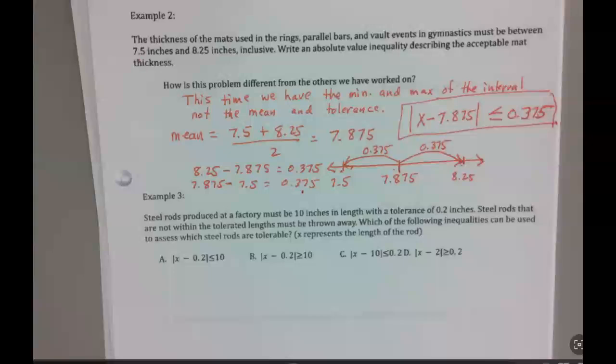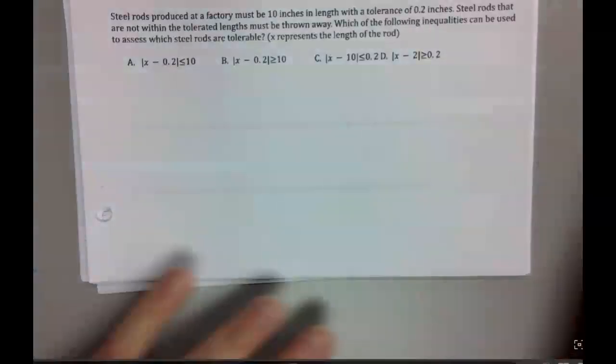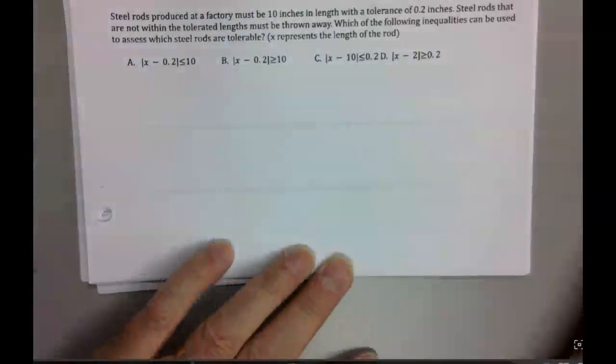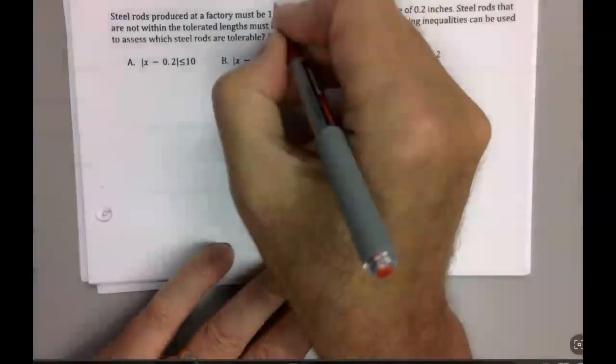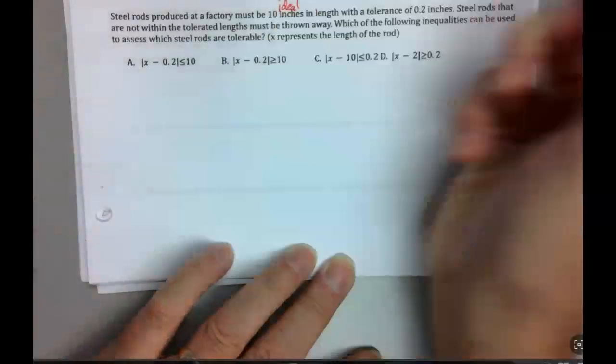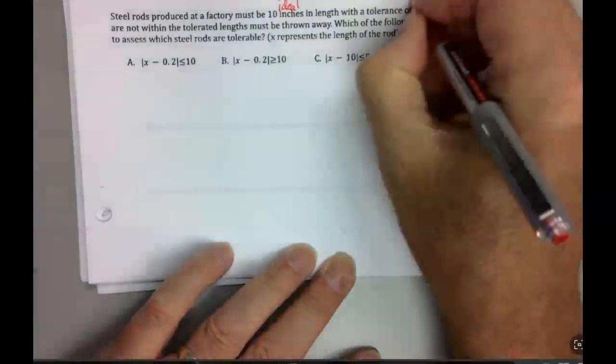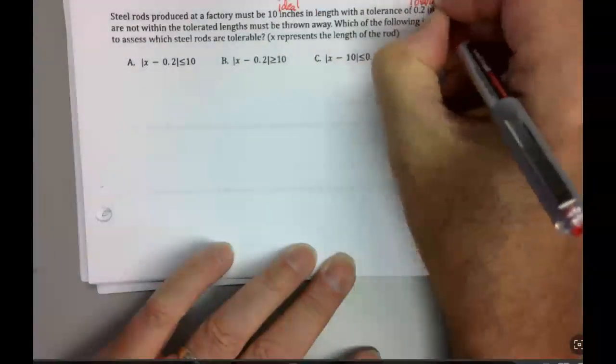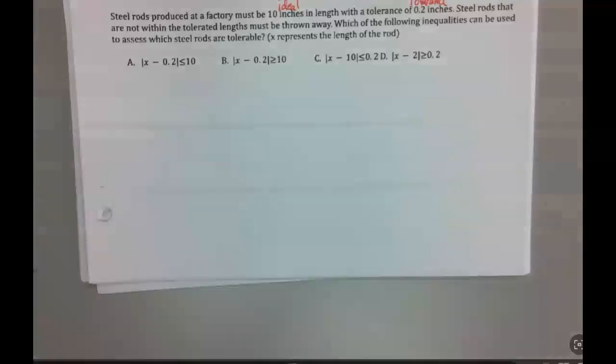Okay? All right, let's do the last one, then we're done. We got done early today. Steel rods produced at a factory must be 10 inches long. That's your ideal, or your actual. With a tolerance. There's your tolerance. This one's an easy one, isn't it? The one that's hard is when you're given the least and max, aren't you? You got to find the average. Agreed? Okay.